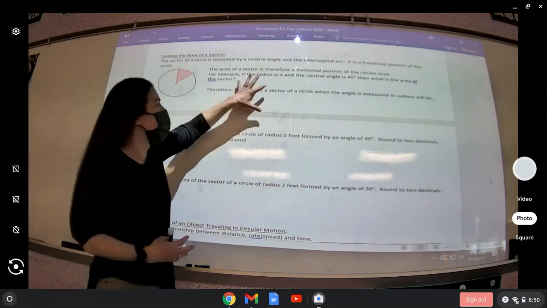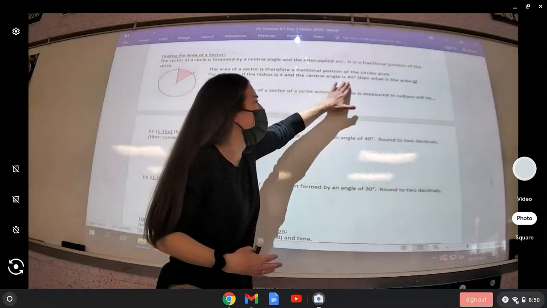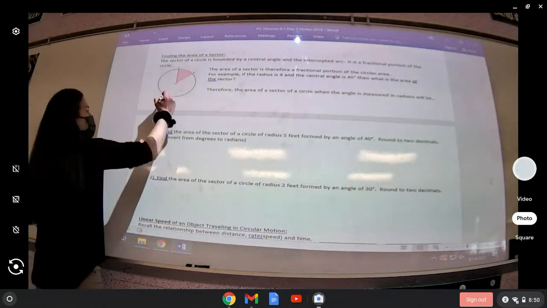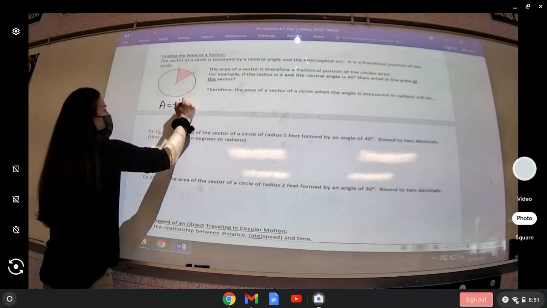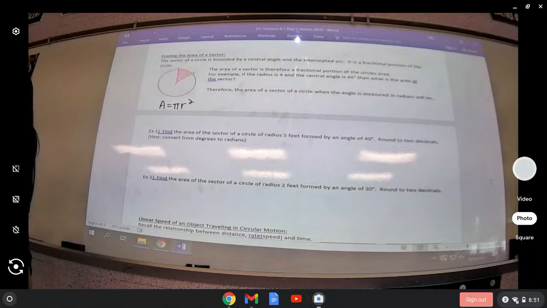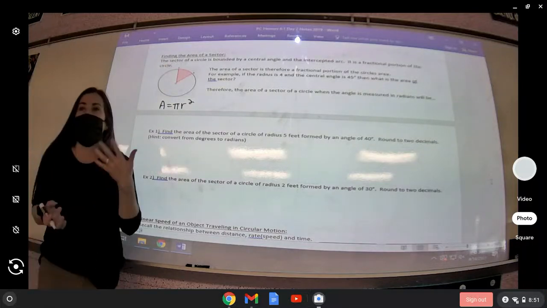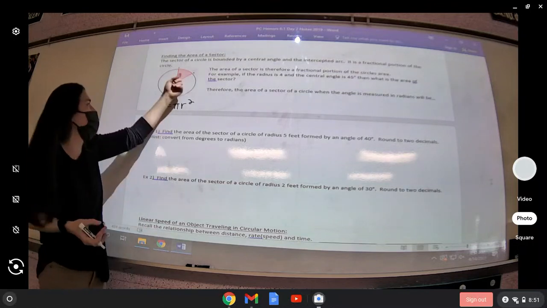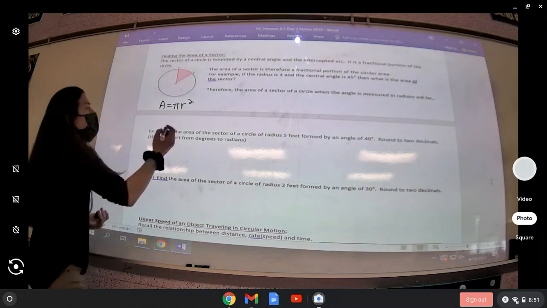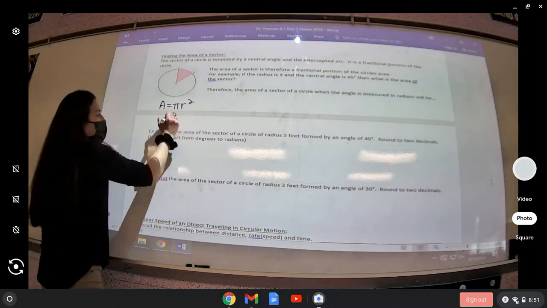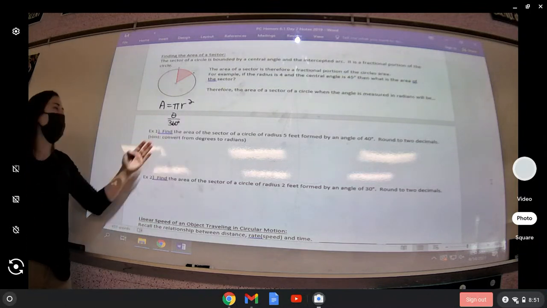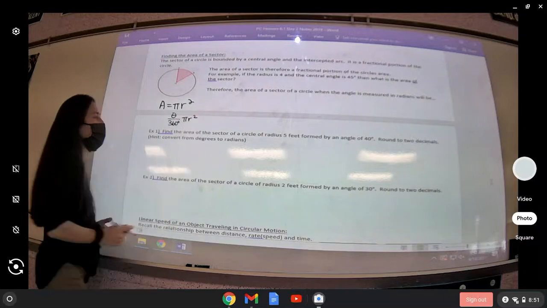For example, if the radius is 4 and the central angle is 45, then what is the area of that sector? So guys, think about it. You have the area of a circle, which is pi r squared, but it's not the entire area of the circle. It's just a fractional portion of it. What fractional portion depends on how many degrees out of the total degrees make up this sector. In this case, it would be what degree out of 360 degrees, and that's going to be the fractional portion of your area times pi r squared.